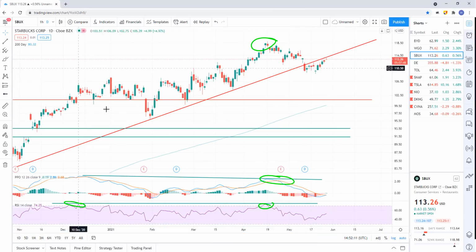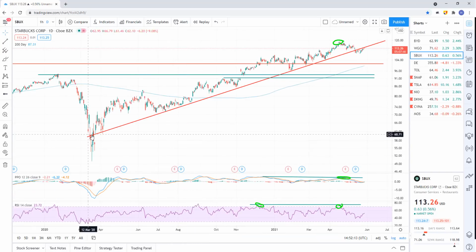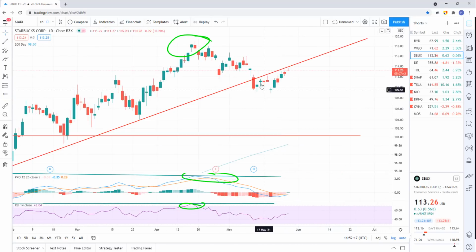Starbucks. All right, back testing broken support. So here's kind of the March 2020 low area. You can see a nice clean uptrend line here. We had a breakdown or a sell signal. No real follow through so far. So this one's questionable, but we are back testing.